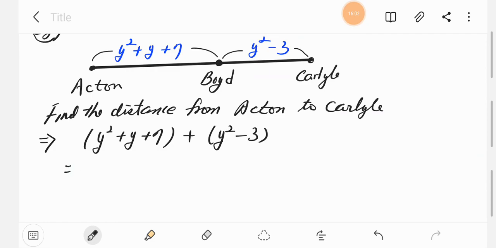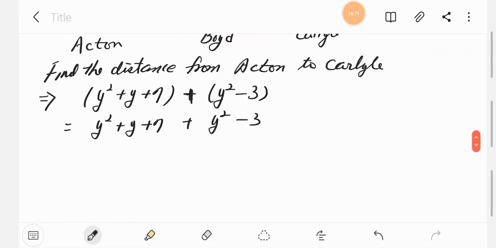Alright, then let's get rid of the parentheses first. So y squared plus y plus 7, and this one, just y squared minus 3. Do we have to change the sign of this polynomial? No, because this is plus. Since it's plus, you don't have to make it opposite.